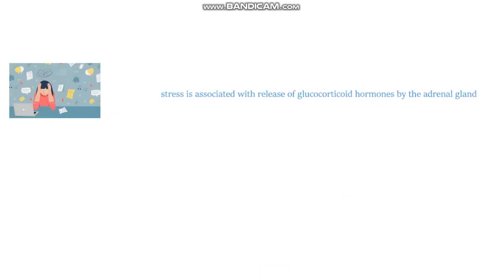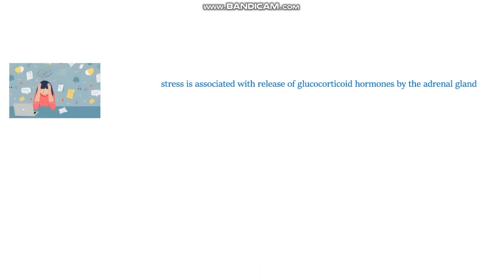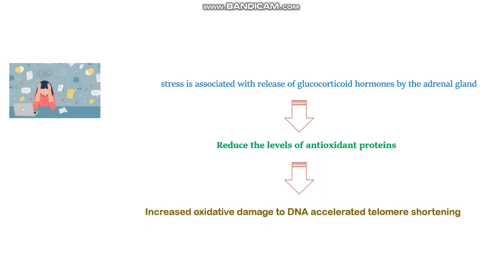In stress, it is associated with glucocorticoid hormone released by the adrenal gland, and that leads to reduced levels of the antioxidant proteins. Antioxidant proteins are associated with telomerase activity, so this may lead to increased oxidative damage to DNA and accelerated telomere shortening.